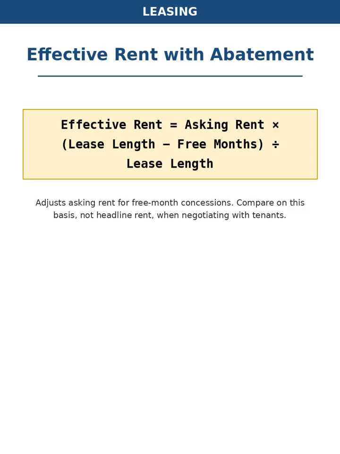Effective rent with abatement. The formula is asking rent times the lease length minus the free months, divided by the lease length. This adjusts headline rent for free month concessions. A landlord offering 1 year free on a 10-year lease is effectively giving a 10% rent discount. Always compare deals on effective rent, not on the asking rent.